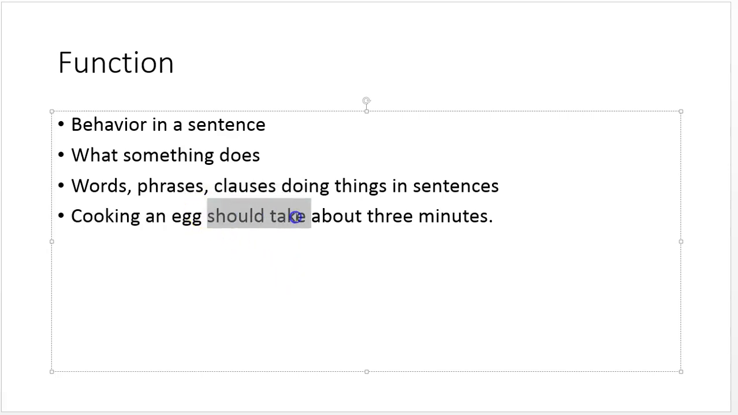That should take. That's your verb. That's a verb phrase that is simultaneously functioning as a verb. So it is a verb and it functions as a verb simultaneously. About 3 minutes is your prepositional phrase. And that is both adverb in form and adverb in function. Okay? So that's what you have to be able to see. Those words, phrases, clauses take part in form and function. That's what it is. They're the units within form and function.